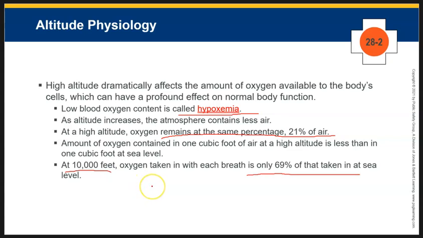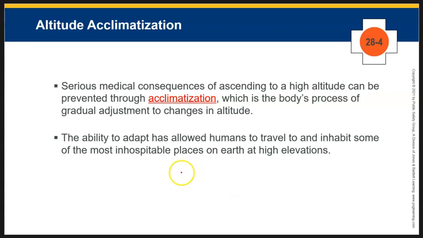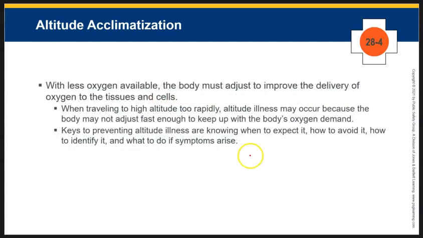And so that means diffusion of oxygen into the bloodstream through the fine vessels of the alveoli is going to occur much less ably. So severe medical consequences of ascending can be prevented through acclimatization, adjustment to that change in altitude and that change in the uptake of oxygen. When less oxygen is available, the way that we do adapt is going to prevent some of these altitude illnesses from occurring. If we know to expect it, how to avoid it and identify it, and what to do if symptoms arise, we can prepare ourselves for these challenging conditions.